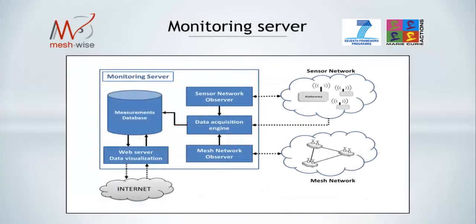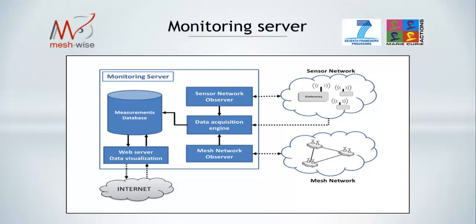In this block diagram, the components that comprise the monitoring server are displayed. Essentially, the data collection functions are performed by a data acquisition engine that receives sensory measurements exposed as CoAP resources from the sensor devices and forwarded over HTTP by the IoT gateways through the mesh network.